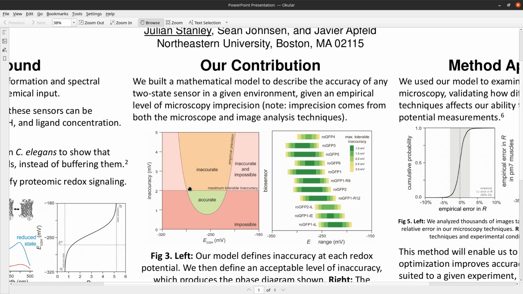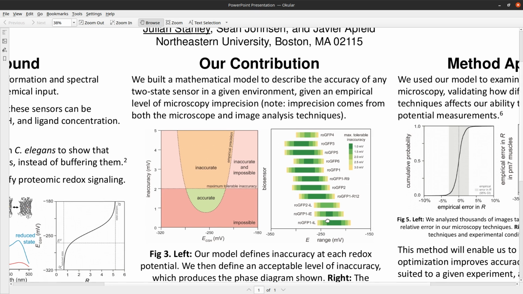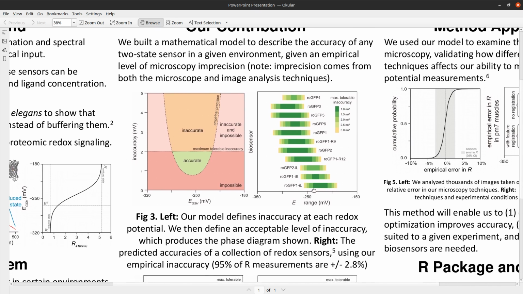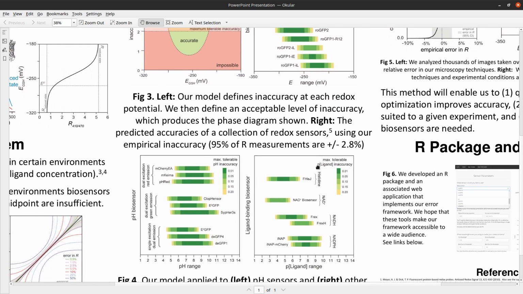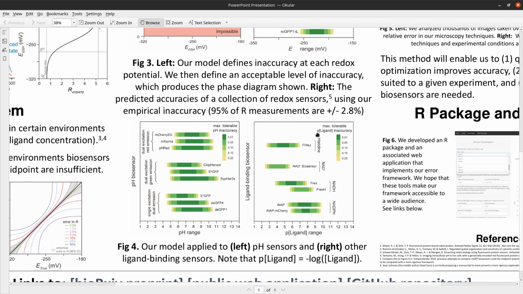So if you make this graph for a bunch of sensors and then take slices of this graph at different accuracies, you can compare the sensors, which is what I show here. And this can show you which sensors are better suited to measure certain values and how some sensors might be redundant. So then we took this model and generalized it to any sensor that has two states.